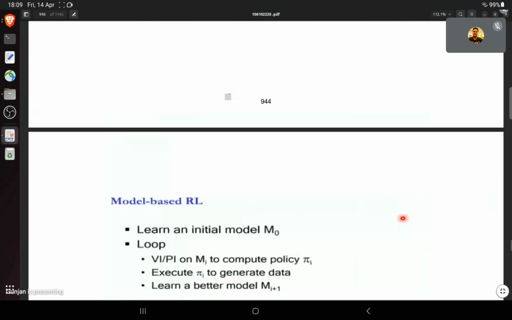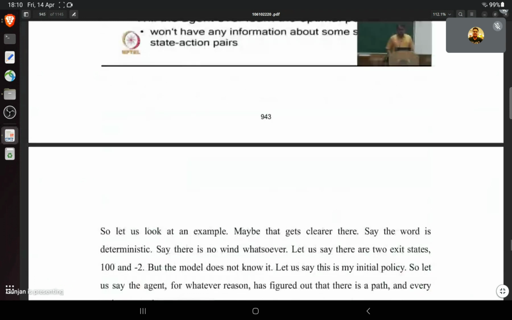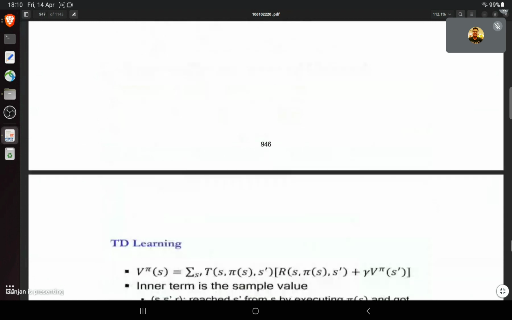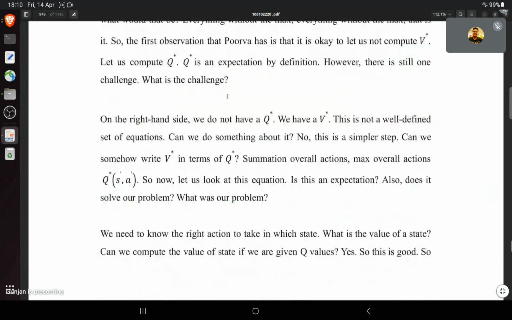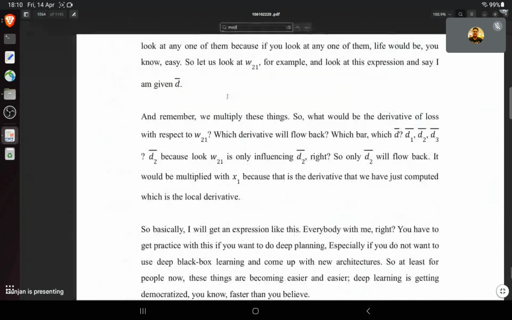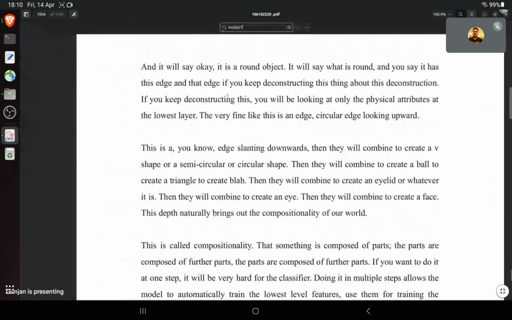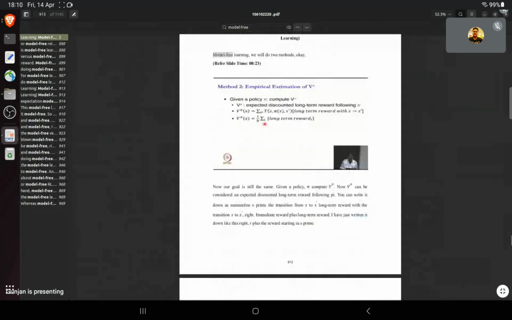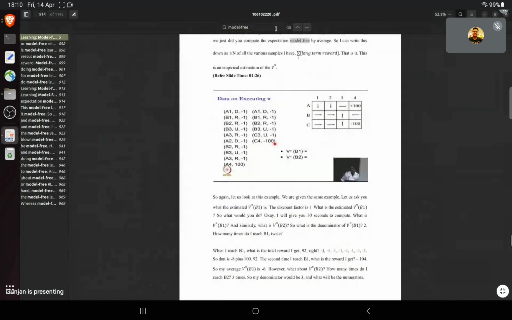If you remember this question, let me just take you there. Where would it be? Model-based learning. Yeah, if you remember this particular question.